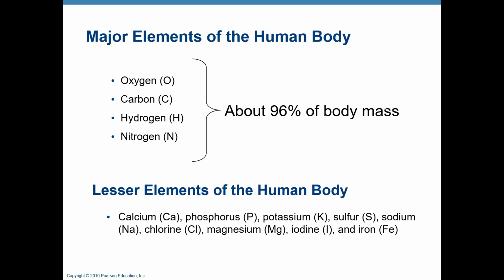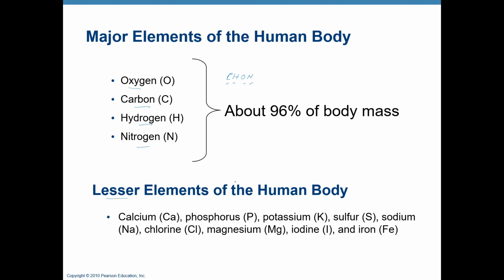Okay. Now the human body is mainly formed by 4 atoms: oxygen, carbon, hydrogen and nitrogen. So you can say CHON: carbon, hydrogen, oxygen, nitrogen. About 96% of your body mass is formed by these four atoms or by the compounds formed by these four atoms.